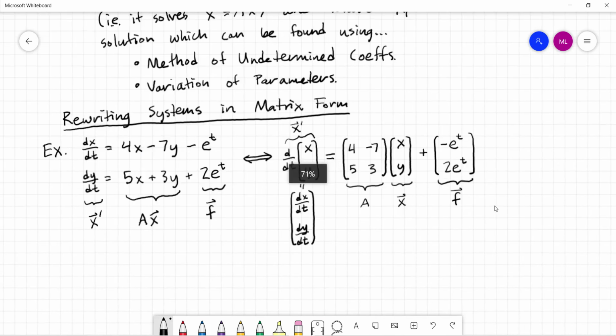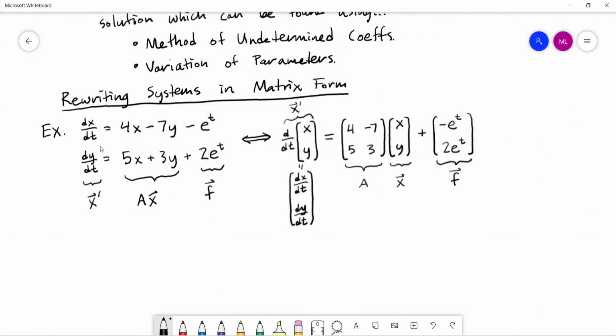So for now, this is it. In the next video, we'll talk about how we actually solve systems of equations like this.